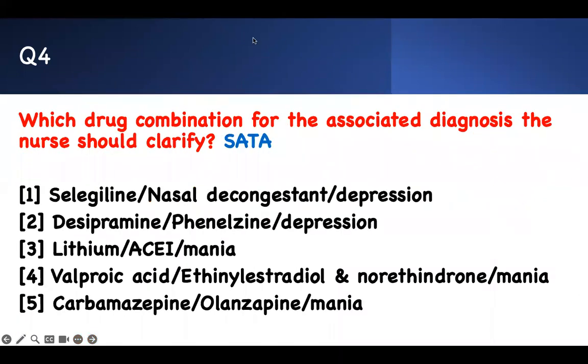Next question, number 4. Which drug combination for the associated diagnosis should the nurse clarify? Which combination of drugs is the problem, right? Selegiline is an MAOI. You should not combine it with a nasal decongestant because that will increase your temperature. So we have to clarify it. Ziprasidone is what? TCA. You can't combine a TCA with an MAOI. You get into trouble.